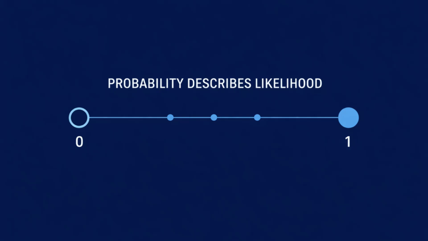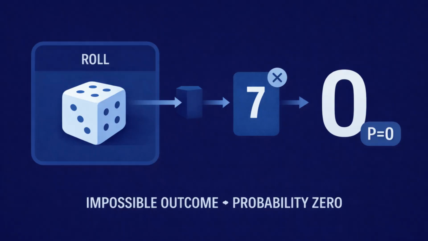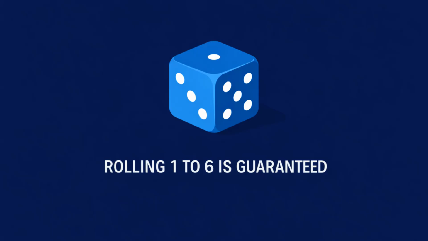If something cannot happen at all, its probability is 0. If something is guaranteed to happen, its probability is 1. Most situations fall somewhere between those two extremes. For example, the probability that it will rain tomorrow is usually neither 0 nor 1. On the other hand, the probability of rolling a 7 on a standard 6-sided die is 0, because that outcome is impossible. The probability of rolling some number from 1 to 6 on that same die is 1, because one of those outcomes must occur.